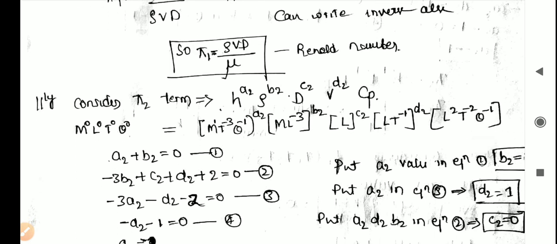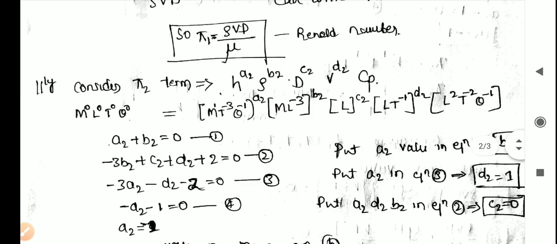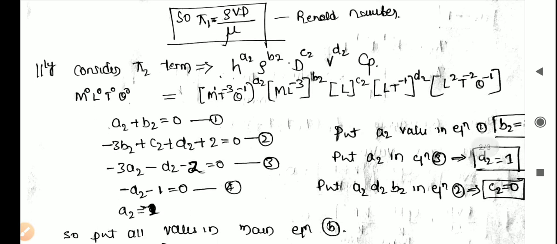And the second term is t, so minus 3b2 plus c2 plus d2 plus 2 which is equal to 0. Put it as equation 2. Minus 3a2 minus d2 minus 2 which is equal to 0. Put it as equation 3. And minus a2 minus 1 which is equal to 0. Put it as equation 4.